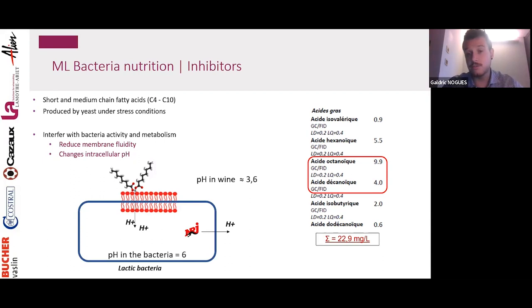If you look at the analysis on the right, it is a wine from 2020. It was a stopped wine. So we did the analysis and we could see that the amount of medium chain fatty acids was close to 23 milligrams per liter, which is a lot and which is enough to stop any kind of malolactic fermentation. So with this in the medium, there will be no start of the malolactic fermentation because it is too much for the bacteria to fight with.